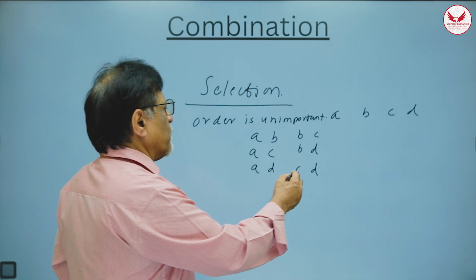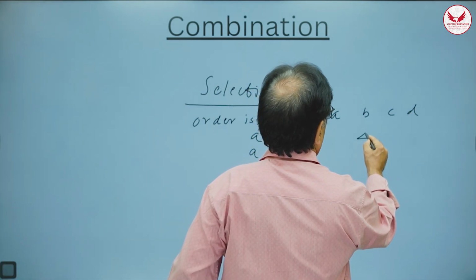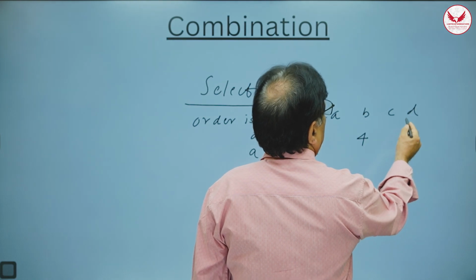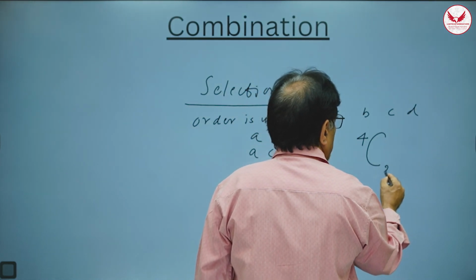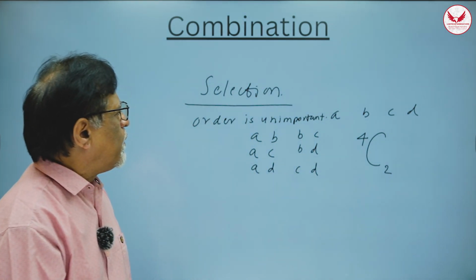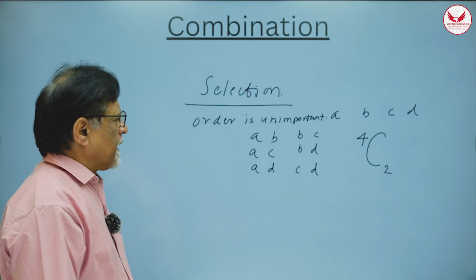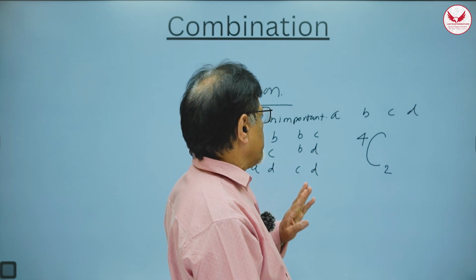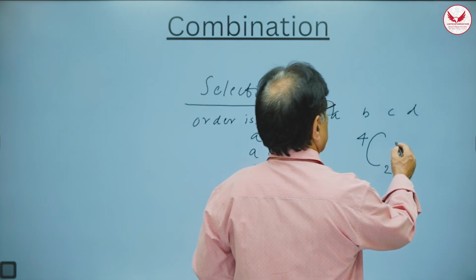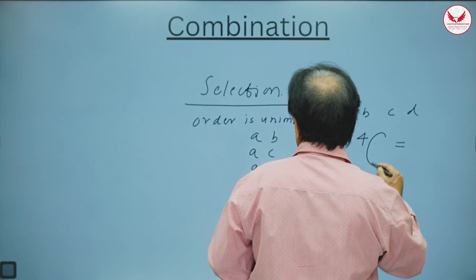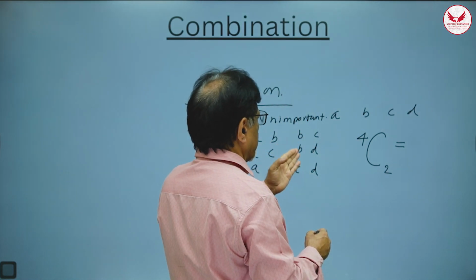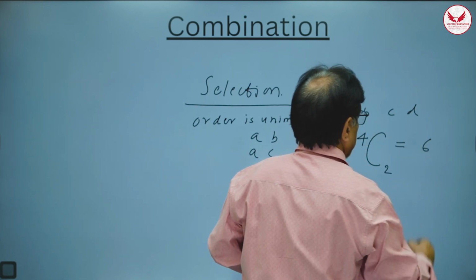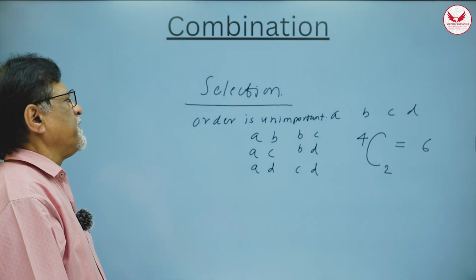So out of 4, I have to select only 2, and that is called 4C2. 4C2 means out of 4 objects, I'm selecting 2 objects at a time, right? And that is equal to, as we have counted here, 6. The answer is 6 here. So that is called 4C2.